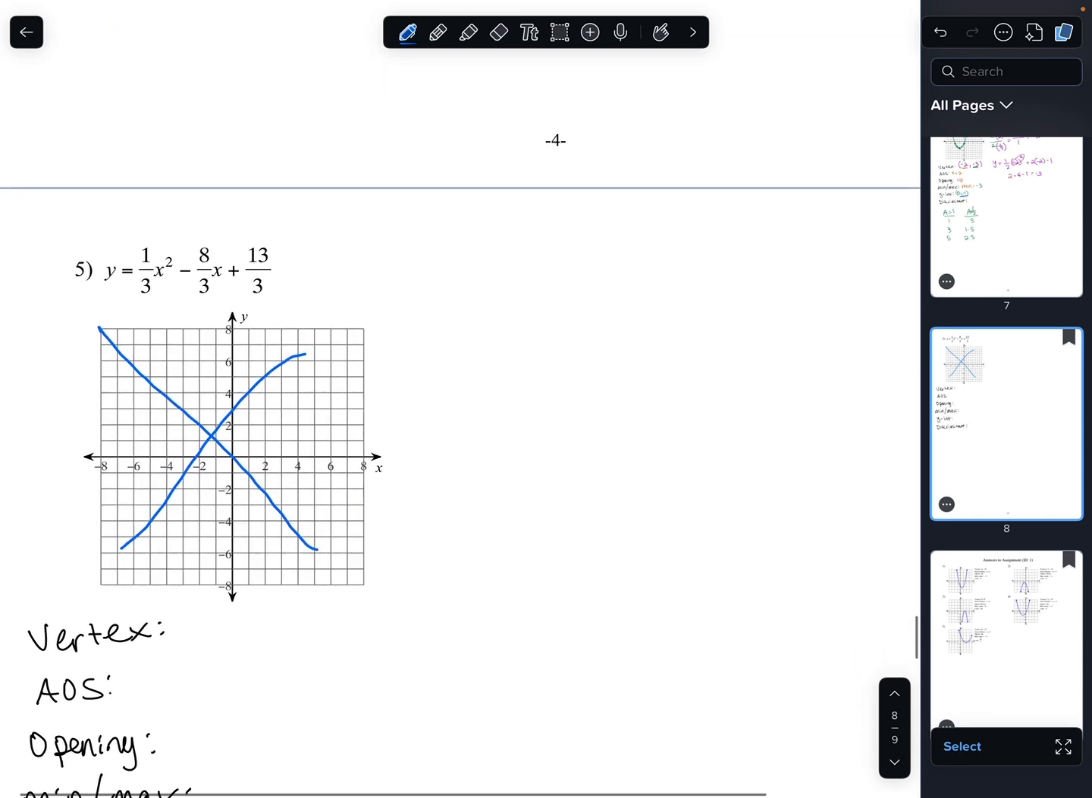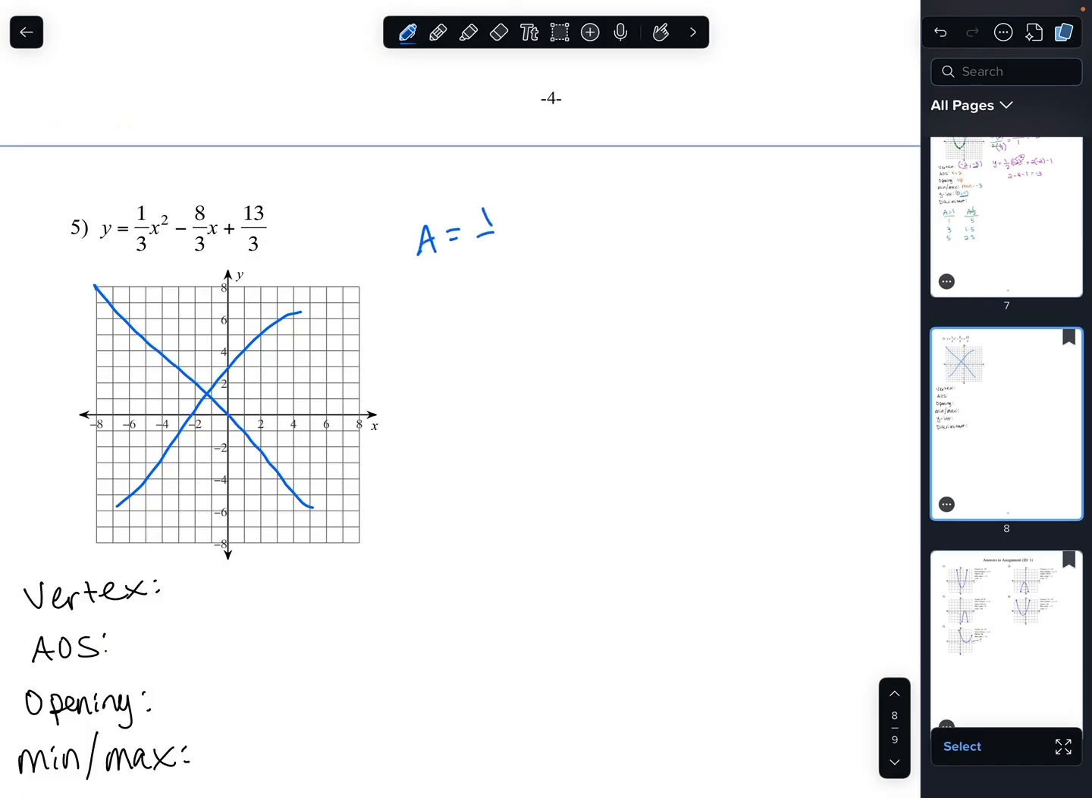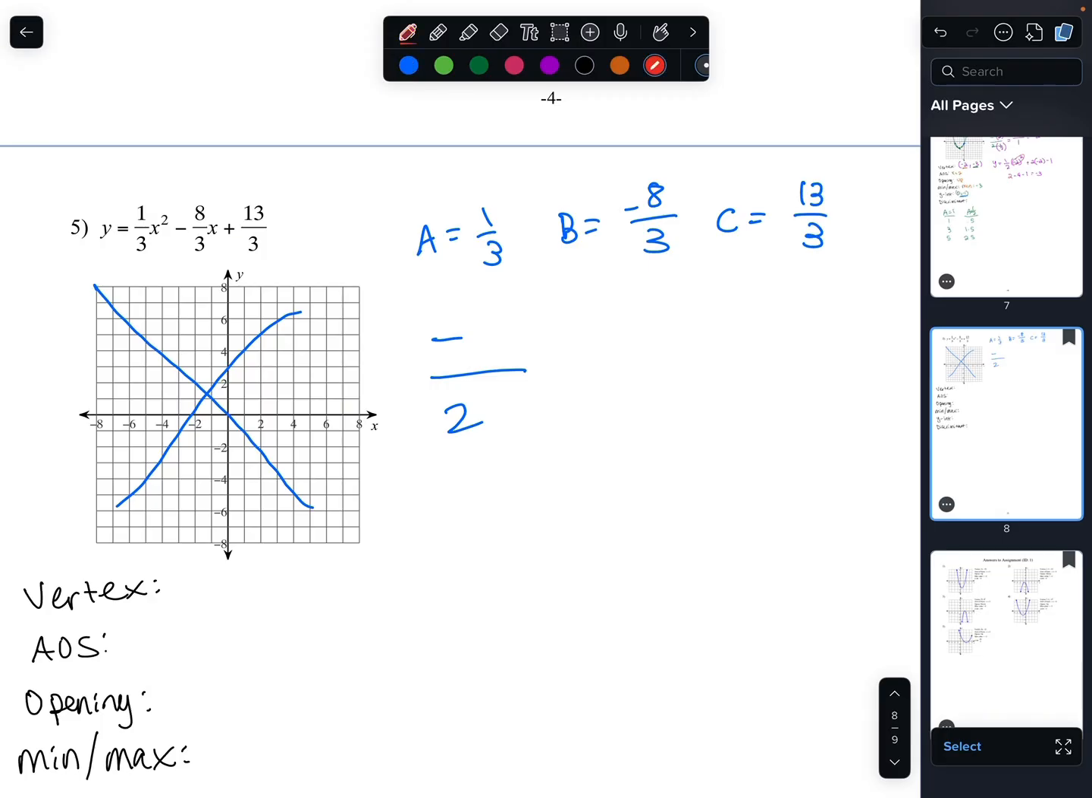All right. So our A is 1/3. Our B is -8/3. And our C is 13/3. All right. So I got to put my negative and my 2. Because this is negative b over 2a, my B is -8/3 and my A is 1/3. Negative times a negative is a positive. So 8/3 divided by 2 times 1 is 2, times 3 is still 2/3.